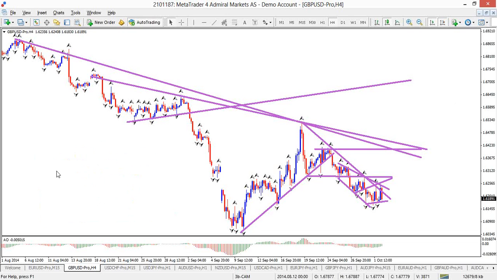Let's see. This is not a rule of thumb. It's not a rule, but it is a good guideline, in the sense that the angle of the trend line obviously would give us some indication of the momentum or correctiveness of the structure.